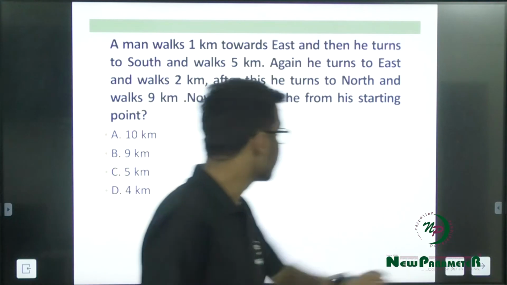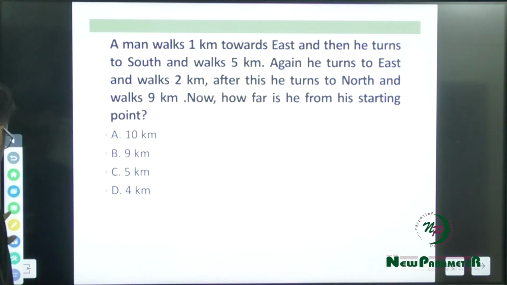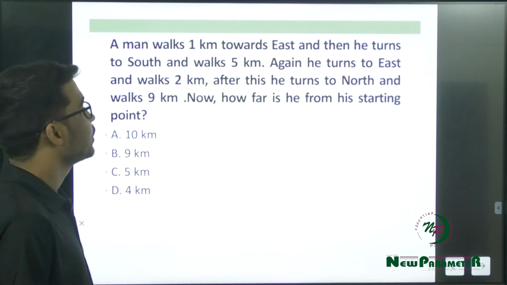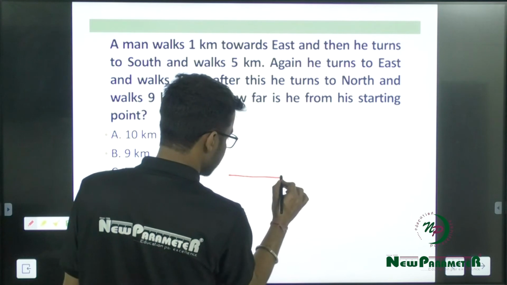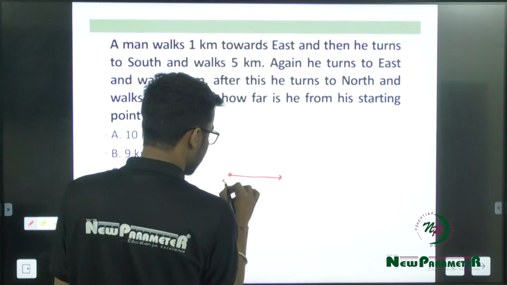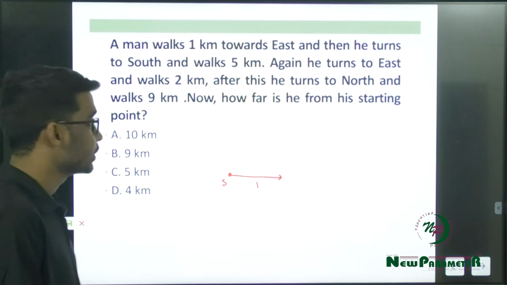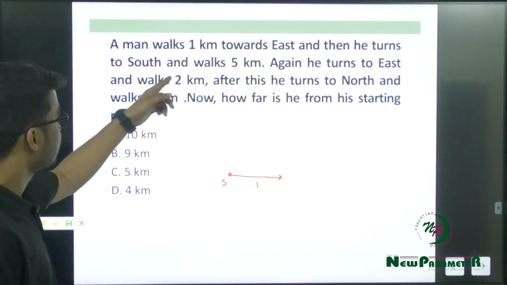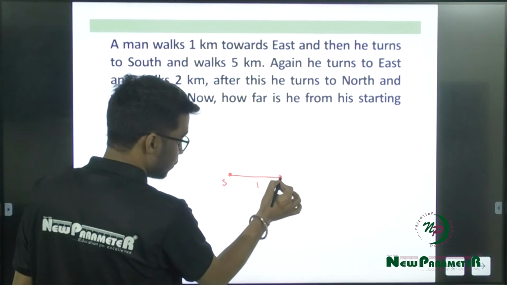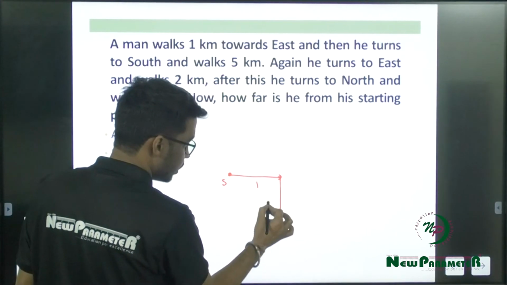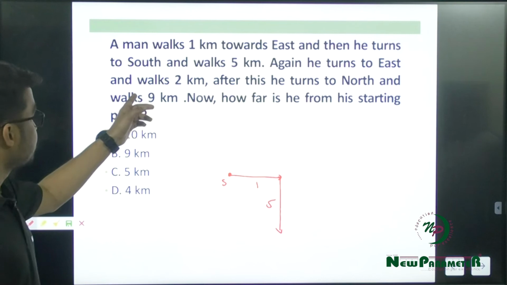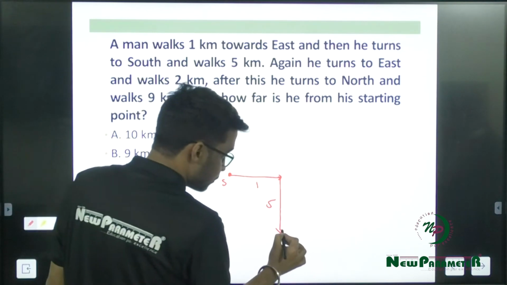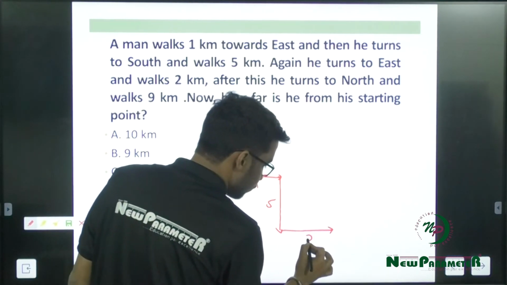Let's move on to the next question. Now in this question, a man walks 1 kilometer towards east from a point. This was my starting point, and the man moved 1 kilometer towards east. He then turns to south and walks 5 kilometers. From this point he took a south turn and walked 5 kilometers. He turns to east and walks 2 kilometers. From this point he again turns to east and walks 2 kilometers.